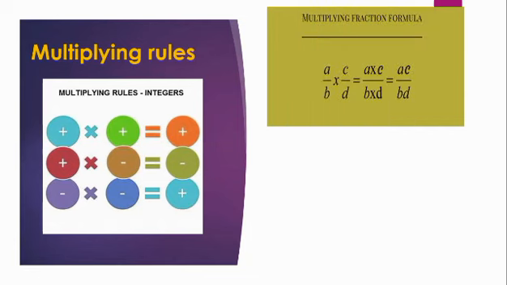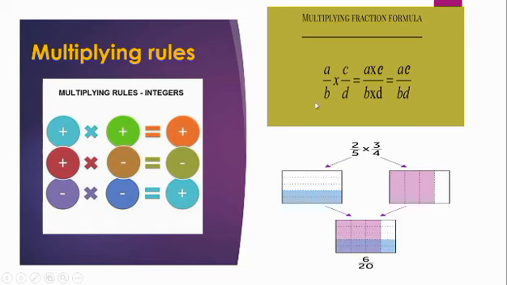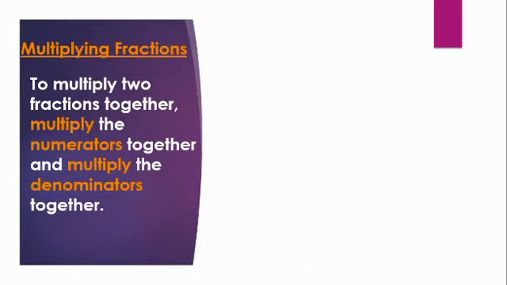Now the multiplying fraction formula: a over b times c over d. We have to multiply the numerators by each other and the denominators by each other. So 2 over 5 times 3 over 4 equals 6 over 20. I will show you the rules for multiplying fractions in detail now.